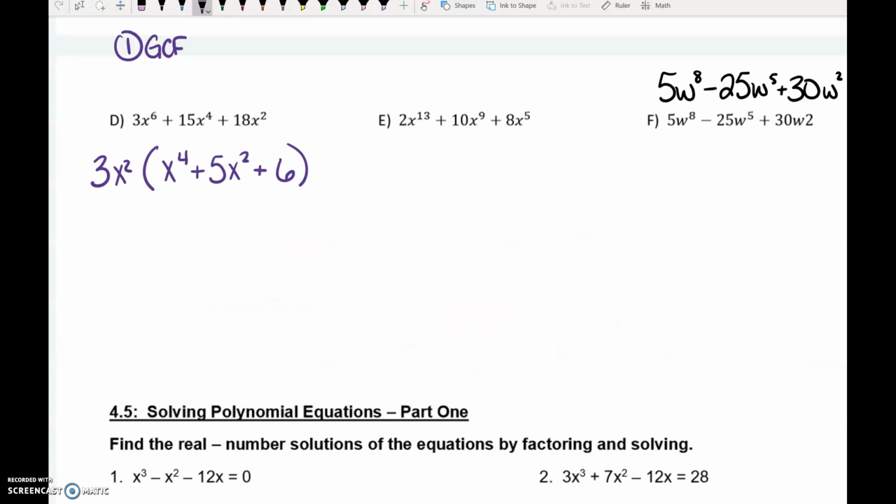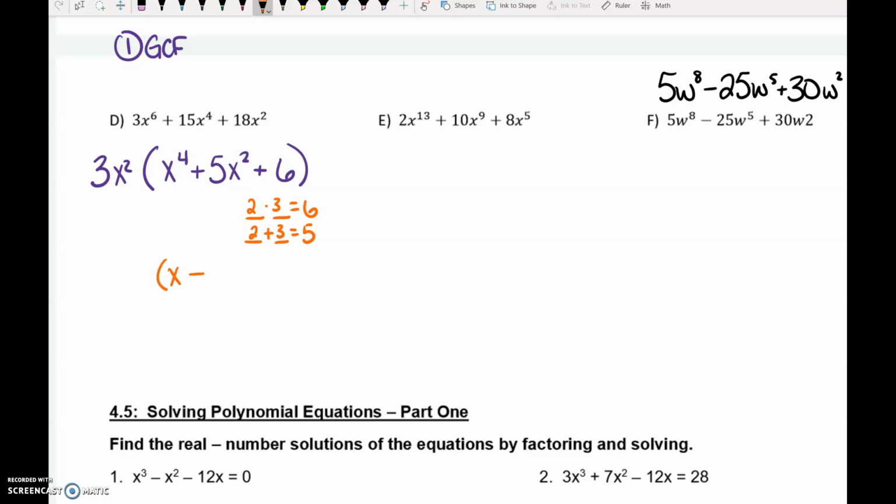We started by taking out a greatest common factor, and now what we're left with is x to the 4th plus 5x squared plus 6. This is very, very similar to x squared plus 5x plus 6, except it's x squared in the middle instead of x, and it's x to the 4th in the front instead of x squared. But we're going to treat it exactly the same way. We're going to look for two numbers that multiply to give us 6. Those same numbers need to add up to 5. That would be 2 and 3.